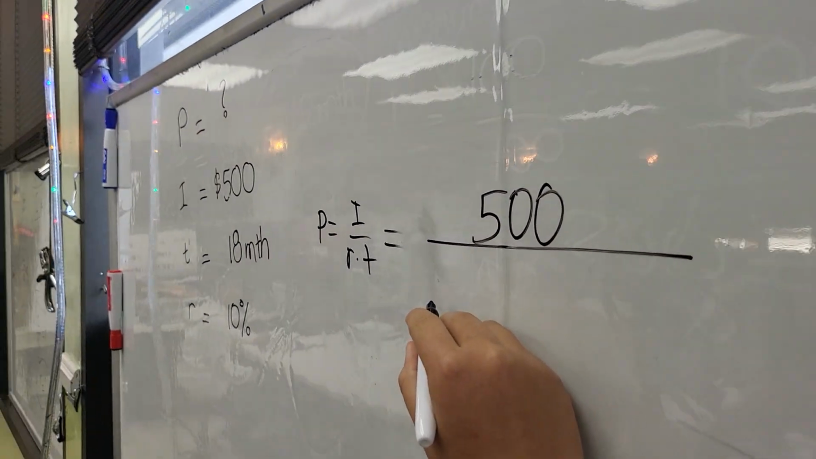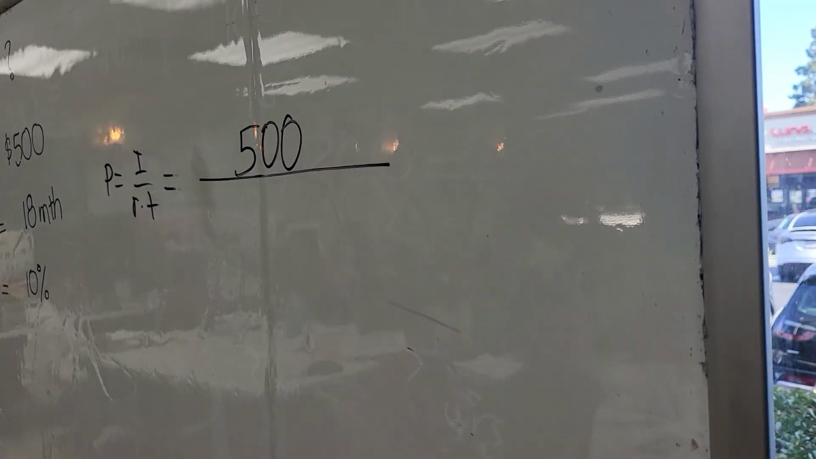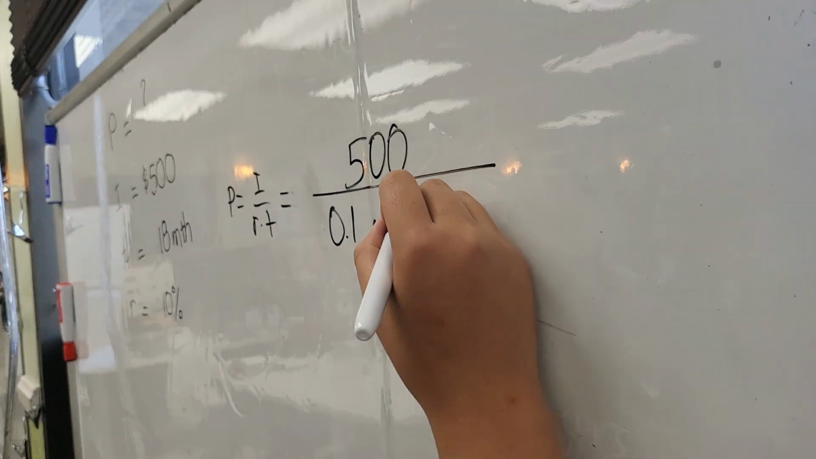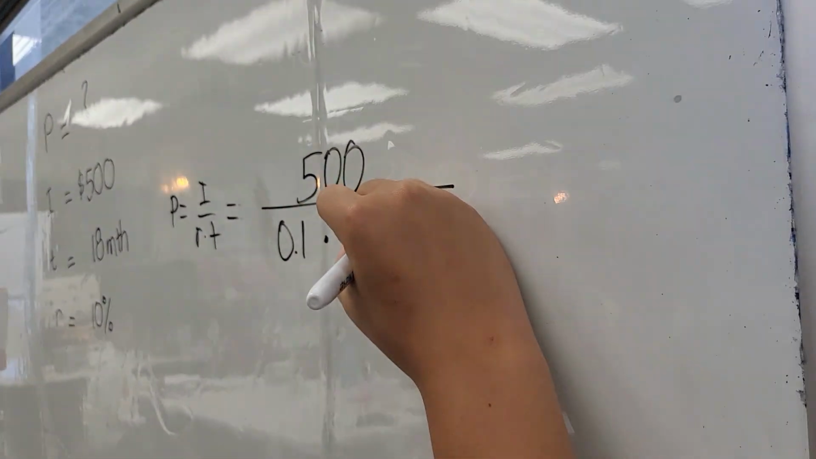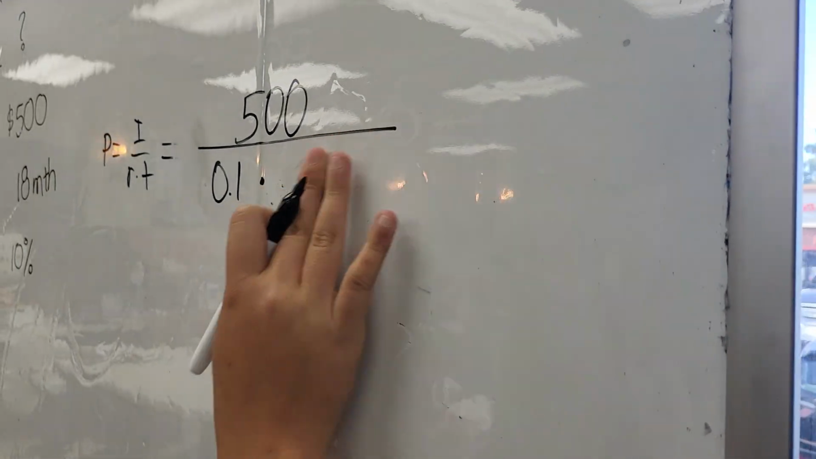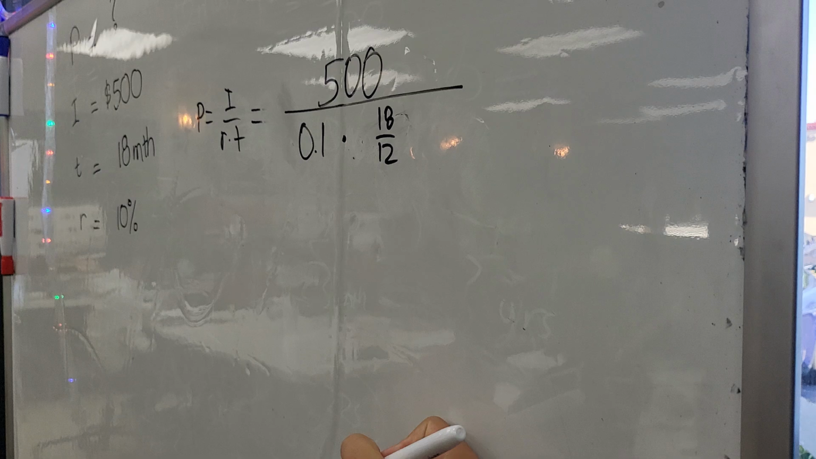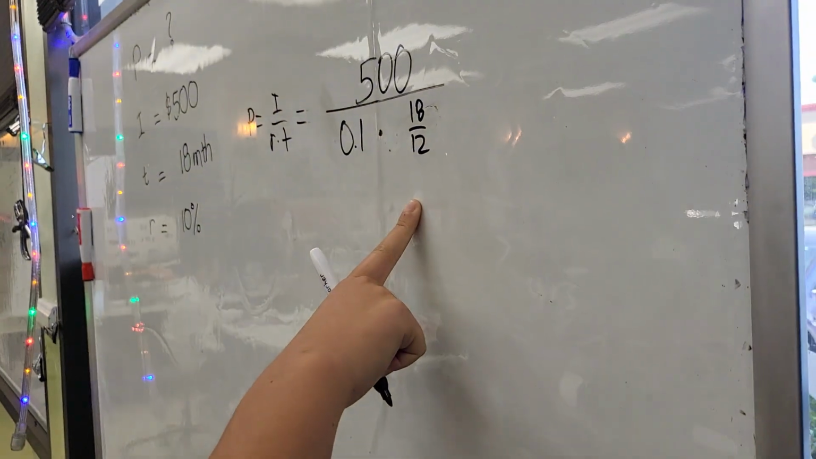500. Let's stop right here. 10%. What is that in decimal? 0.1. All right, guys. 18 months. How do we change that to 2 years? 18 over 12. Write out 18 over 12. Go. All right. Here we go. Now do that. It's okay. Same thing.